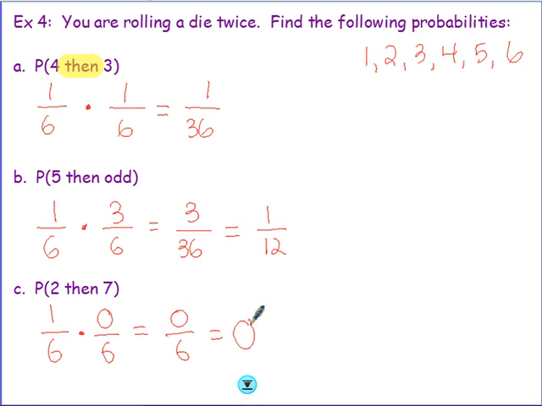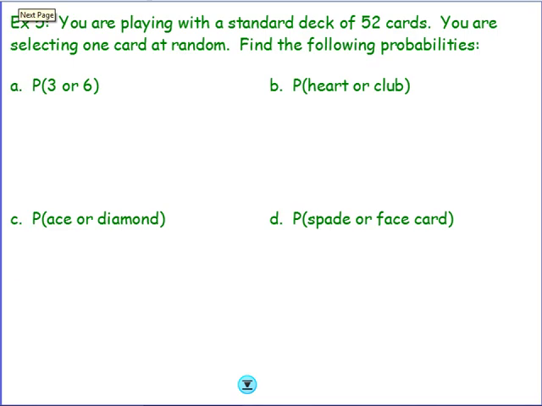All right, so let's look at some that are going to be your OR problems. These are a little more complicated. This is really where your deck of cards is going to come in handy because we're using our deck of cards again. You're playing with a standard deck of 52 cards. You select one card at random. Find the following probabilities. So, first thing we're looking at is the probability of 3 or 6.